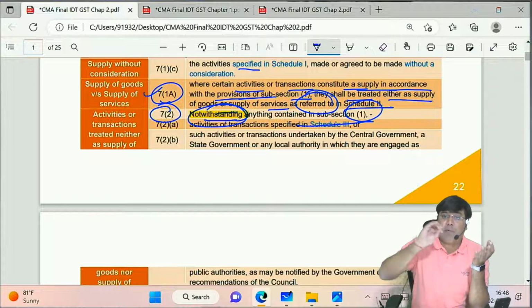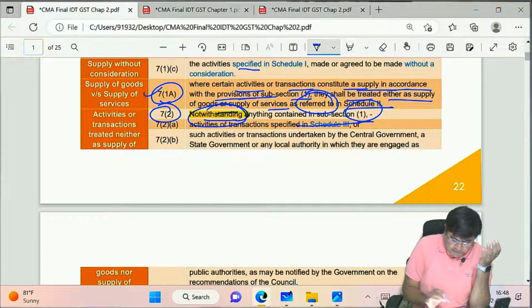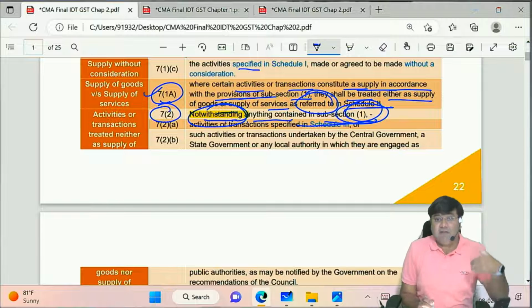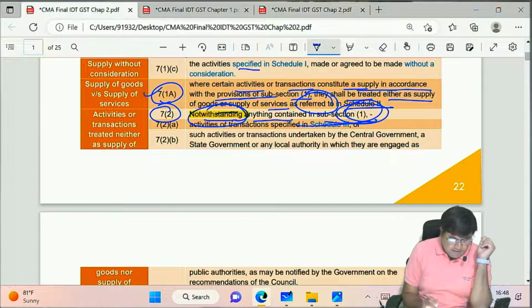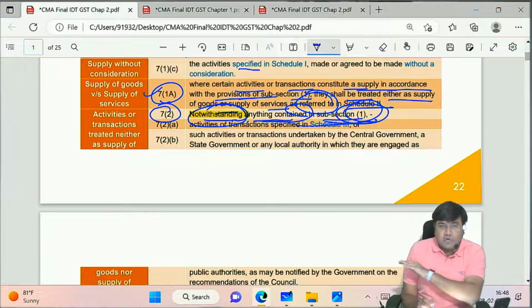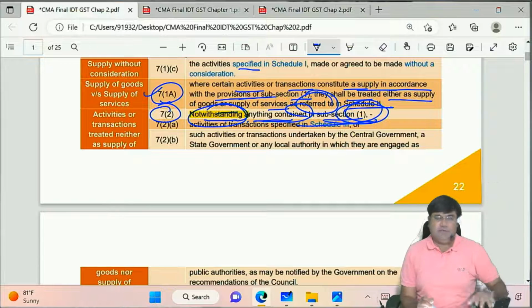Okay, it is going to prevail over. So if section 7 subsection 2 is saying notwithstanding anything contained in subsection 1, then section 7 subsection 2 is going to prevail over section 7 subsection 1. But let's say if it is written notwithstanding anything contained in the Act, the CGST Act, then it is going to prevail over the entire Act's provisions. So here it is going to prevail over subsection 1.